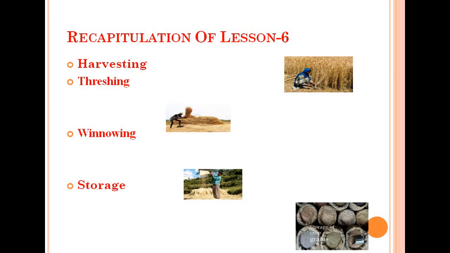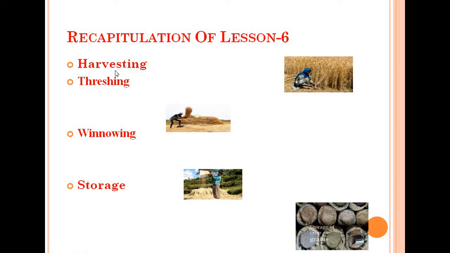These are the agricultural practices. Now we also went to lesson 6. We studied about harvesting. This is the process of cutting and gathering of crops. As you can see in this picture, a woman is cutting and gathering the crops. So the process of cutting and gathering of crops is called harvesting.